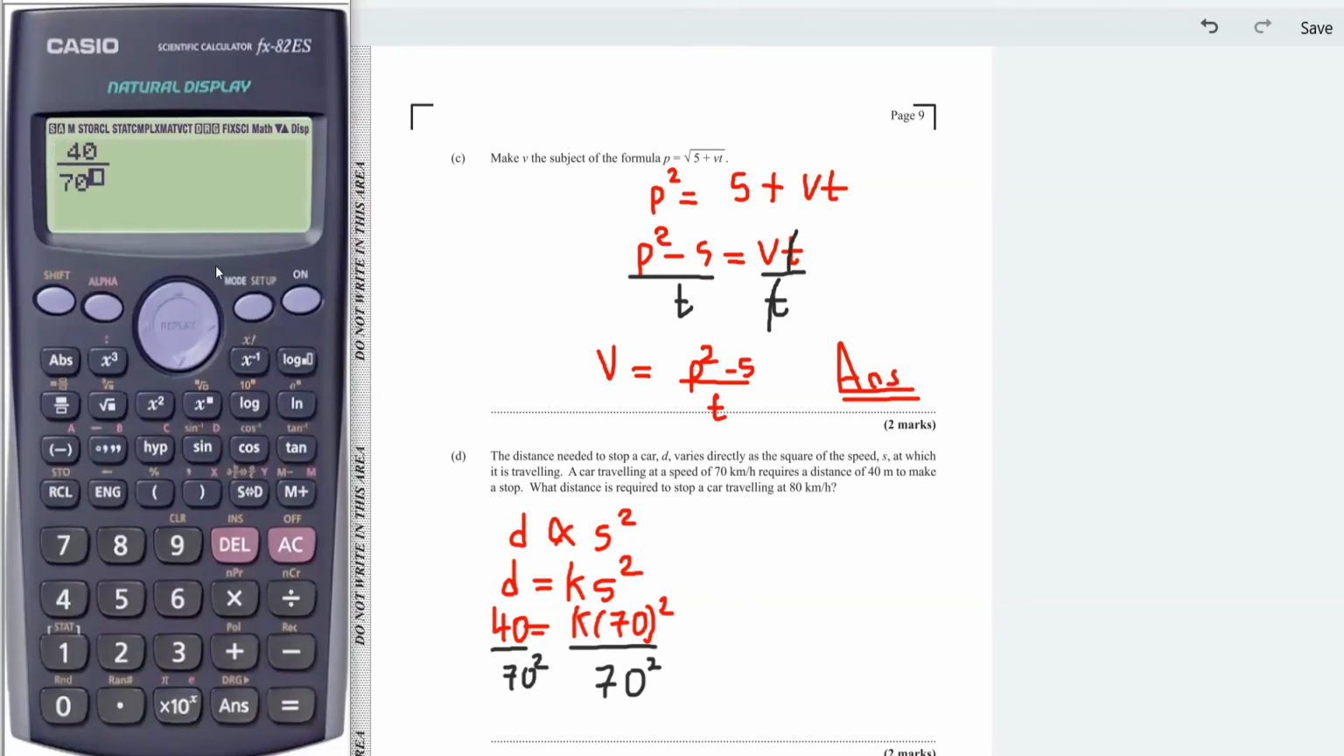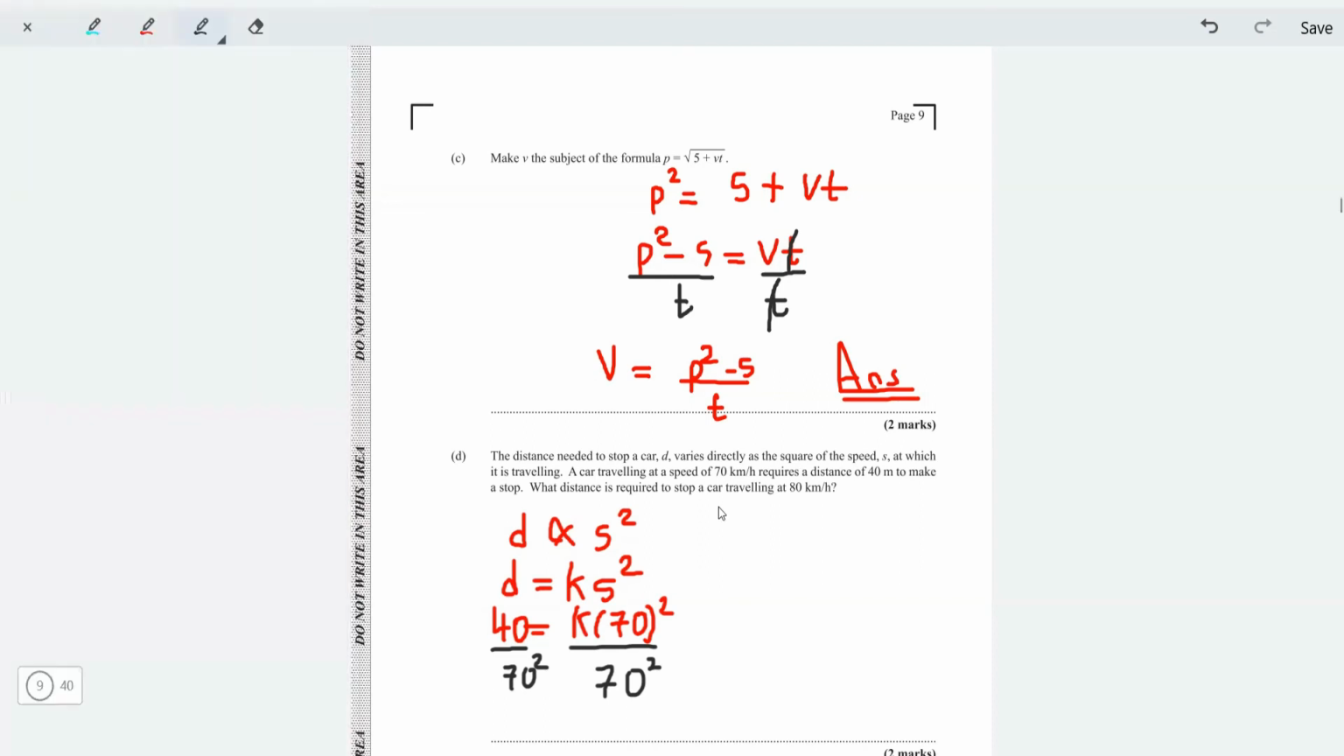So put in our calculator 40 over 70 squared, which gives a very small number. That is k, that's your constant, your proportionality constant. K is 8.6, so that is k. K ends up being 8.6 times 10 to the minus 3.